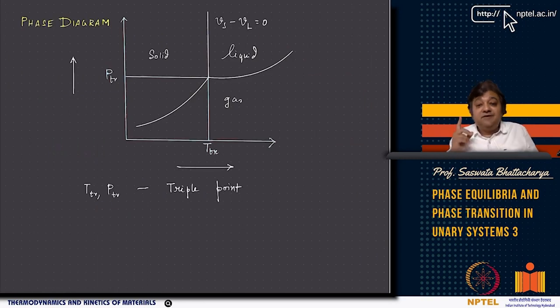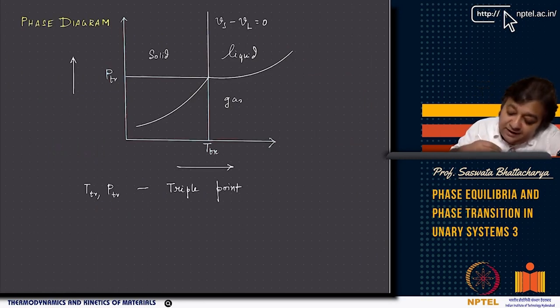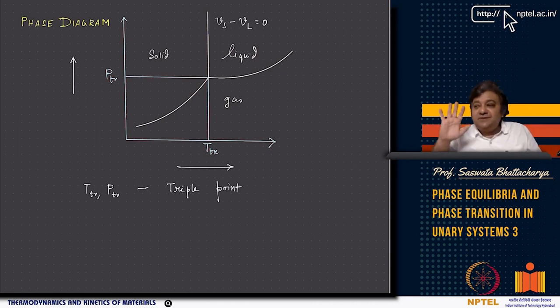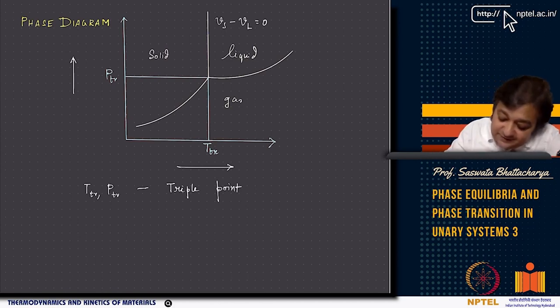Now, think of another thing. If you have a unary system, you can map the stability: in which ranges of pressure and temperature solid will be stable, at which ranges liquid will be stable, and at what range gas will be stable. These lines are phase boundaries, and this marks the triple point where solid, liquid and gas can coexist. The lines separate two phases: this line separates liquid from gas, this line separates solid from liquid, and this line separates solid from gas.